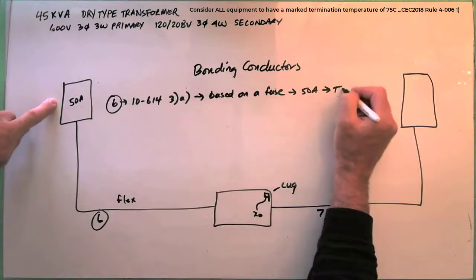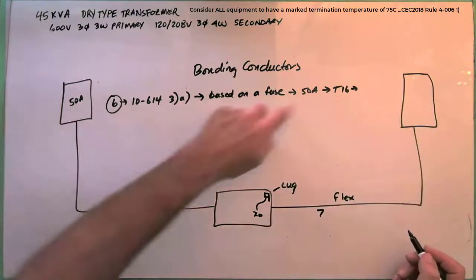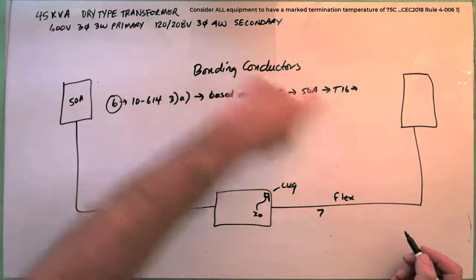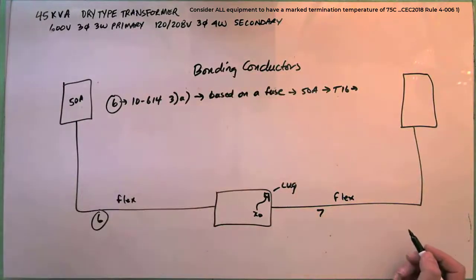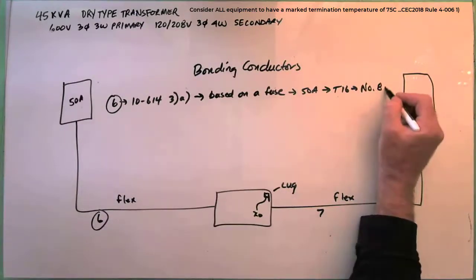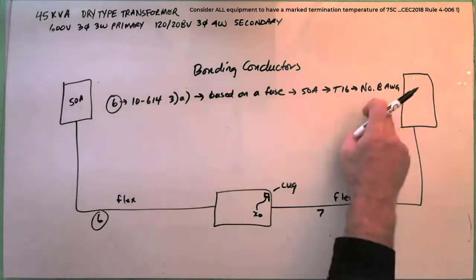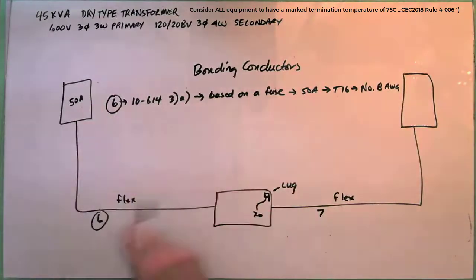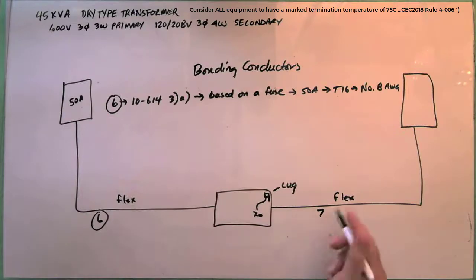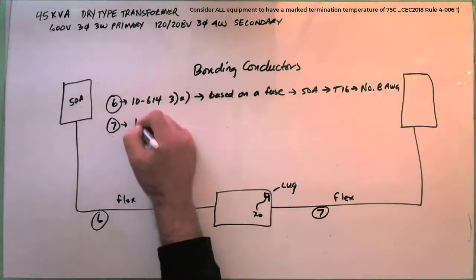What did we use? 50 amp. Go to Table 16. When I get there, do I go up to 60 or down to 30? I go up to 60. I think it's a number 8 AWG. Go up, you've got to pick a number 8 bond. So you got a number 8 bond over here if you're using flex. Number 7, same rule.